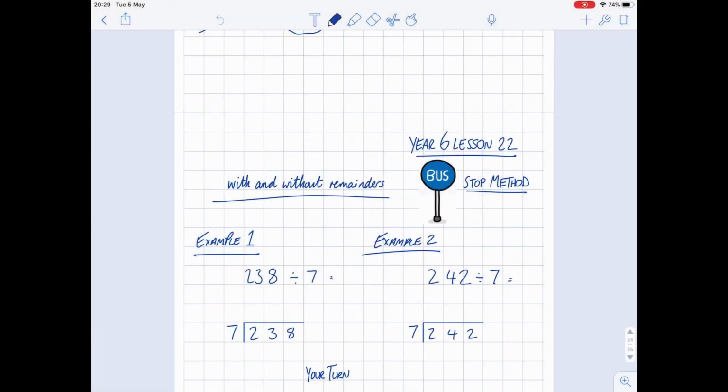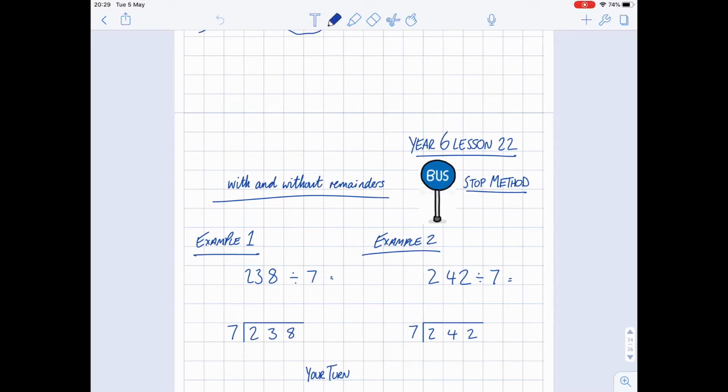Okay, year 6. So we're going to carry on with our bus stop method today. We're going to be working with and without remainders, and we're going to be going through some word problems as well. So you can see I've got our recap with 2 examples. Both of them are dividing by 7, 2 different amounts.